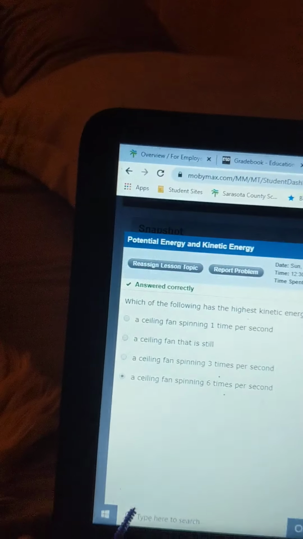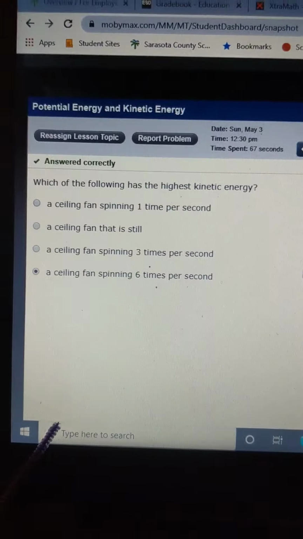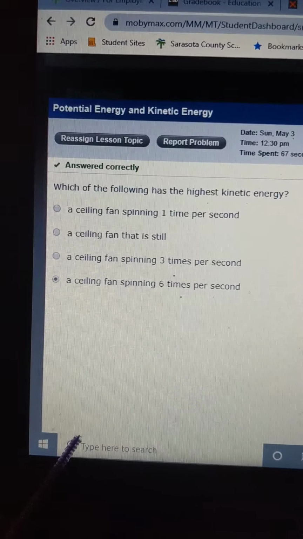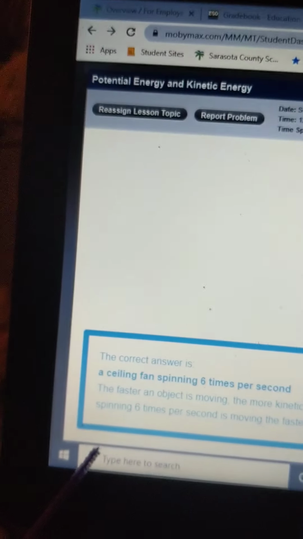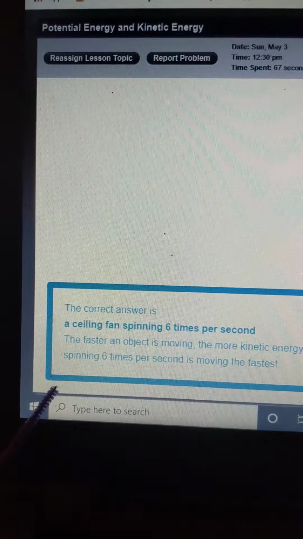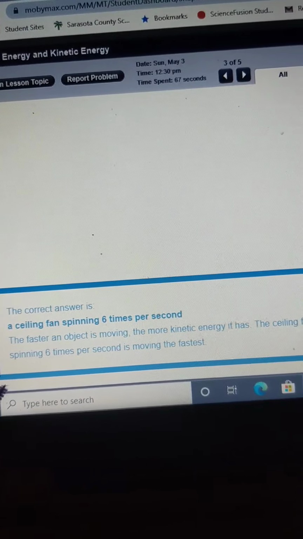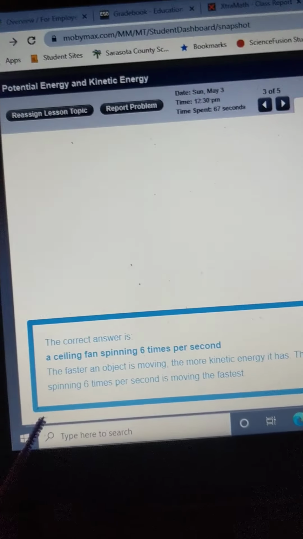All right, let's move up for this question. Which of the following has the highest kinetic energy? So that means the highest moving energy. Well, that's going to be the fastest, right? So let's look at the example. The correct answer is a ceiling fan spinning 6 times per second. The faster an object is moving, the more kinetic energy it has. The ceiling fan spinning 6 times per second is moving the fastest.